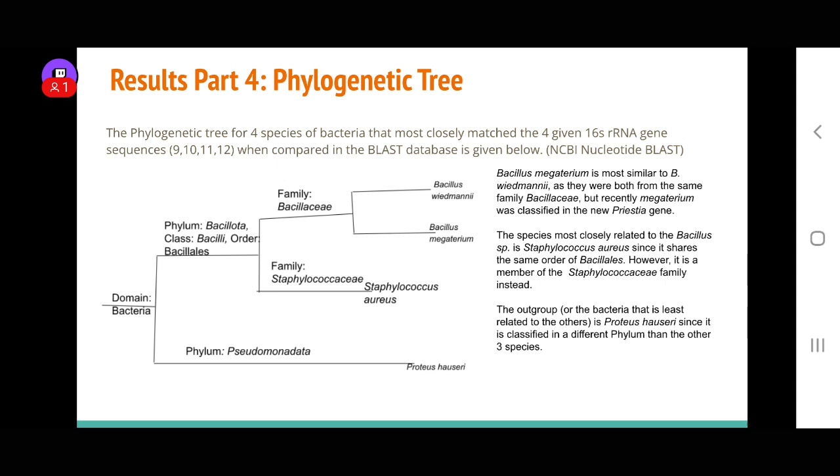As you could see, Staphylococcus and the 2 Bacillus species are from the phylum Bacillota, and Proteus hauseri is from the phylum Pseudomonadota, and it's a separate branch in the phylogenetic tree. It's separated from the other three species, and therefore it's the outgroup. It's the least related to the other species.